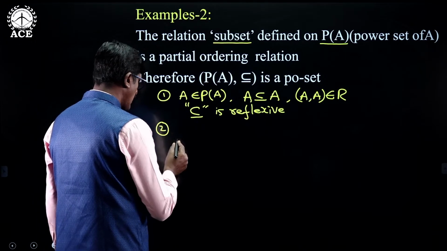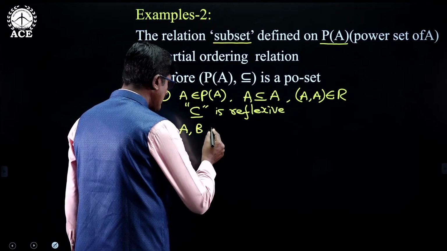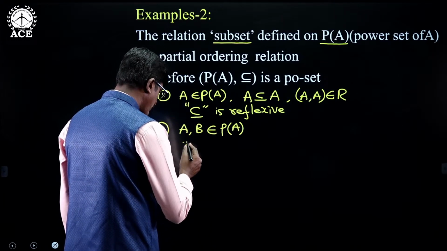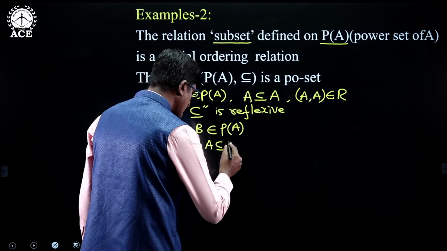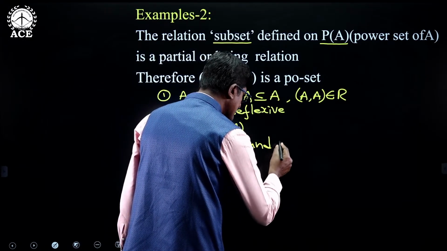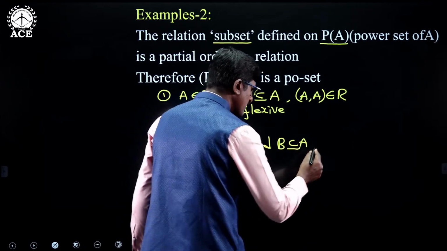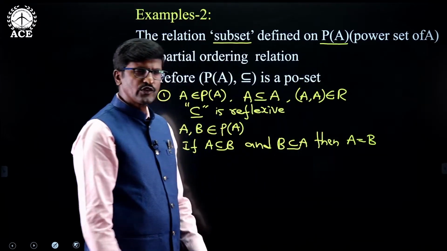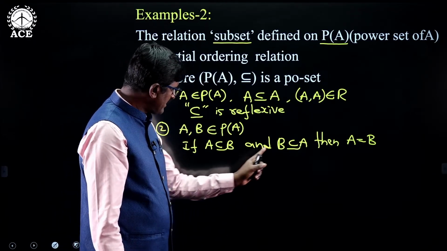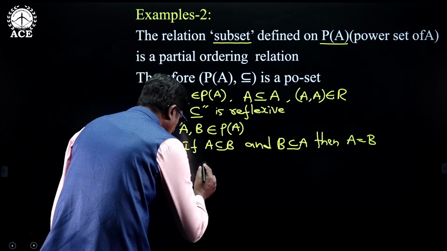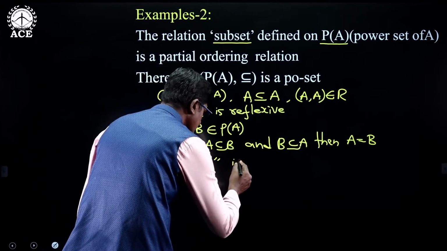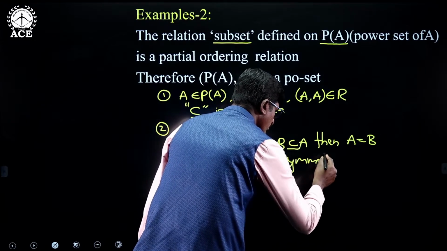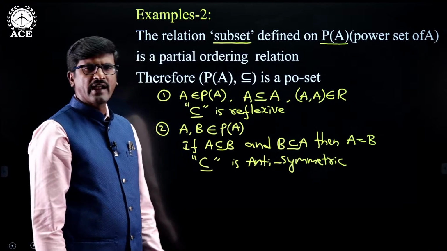Now the second one, I am taking two sets, A, B belonging to P of A. If A is a subset of B and B is a subset of A, then A must be equal to B. That means if two sets are equal, then A will be a subset of B and B will be a subset of A. Therefore, the relation subset is antisymmetric. The relation subset satisfies the antisymmetric property also.